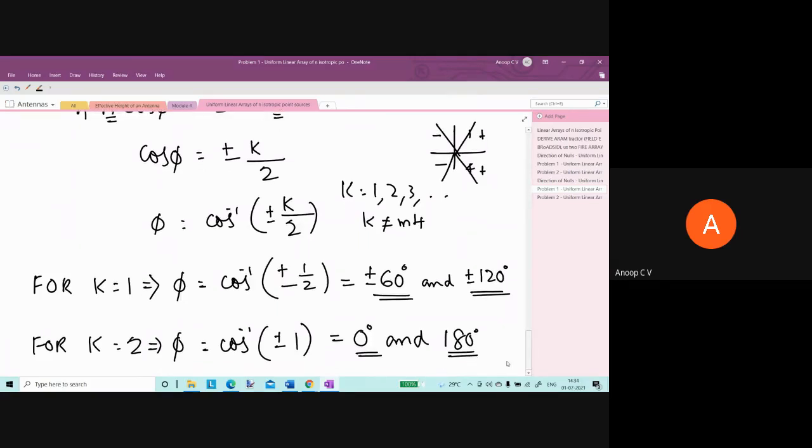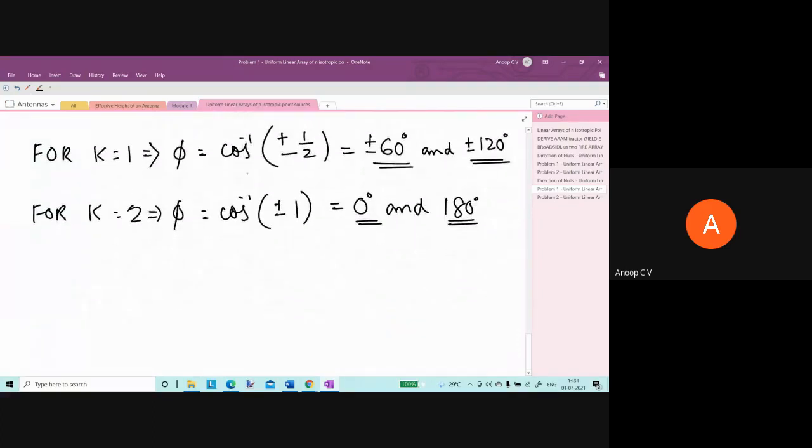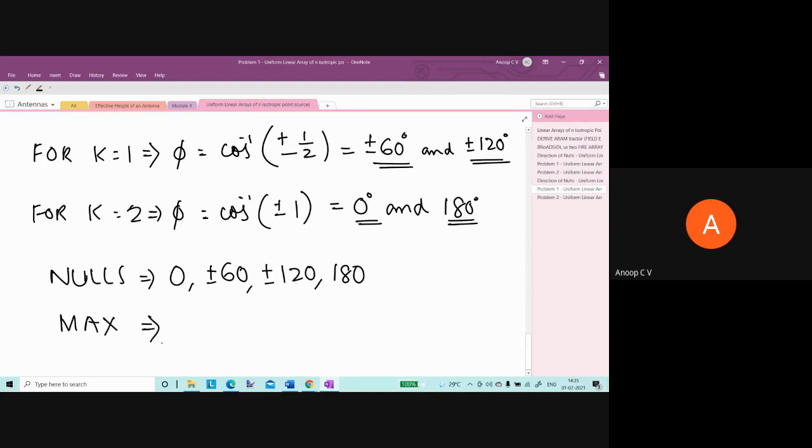We have all the required null directions, right? So we have nulls along actually what? Nulls are along 0, plus or minus 60, plus or minus 120 and 180, right? These are the directions of nulls. And maxima in this case is along plus or minus 90 degrees.